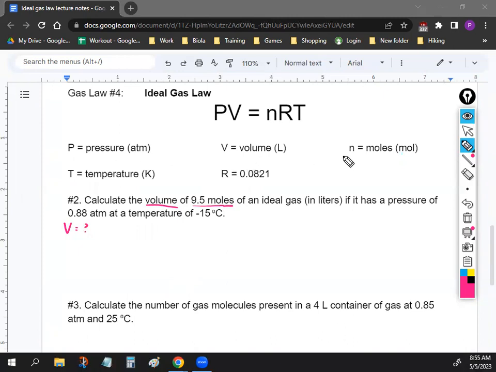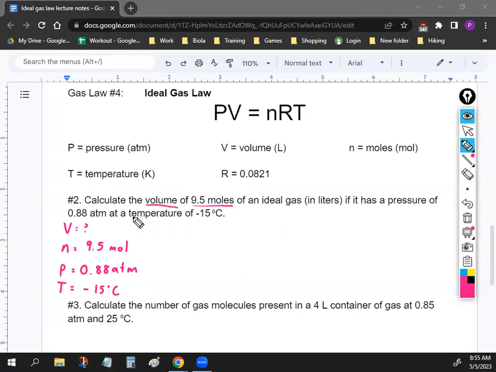Is it P, V, N, T, or R? N, yeah. N is moles, so 9.5 moles. So your N is going to equal 9.5 moles. Okay. And it says that it has a pressure. So the pressure is 0.88 atm. And then the temperature is negative 15 degrees Celsius.